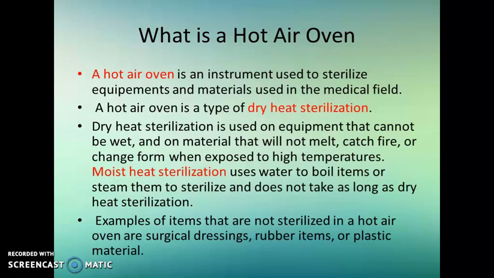The next is examples of the items that are not sterilized in the hot air oven: surgical dressings and rubber items. Because when rubber items are exposed to higher temperature, what happens? They melt. So rubber items are not permitted for the dry heat method of sterilization, and also plastic material. These are examples of items that are not sterilized in a hot air oven.